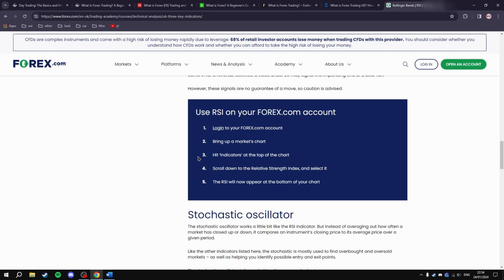Using RSI on your Forex.com demo account, log into a Forex.com account, bring up the market's chart, hit indicators at the top of the chart, scroll down to the relative strength index and select it. The RSI will now appear at the bottom of your chart.